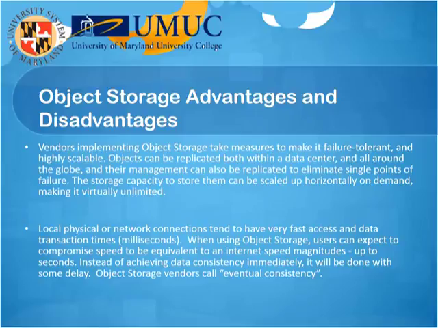Local physical or network connections tend to have very fast access and data transaction times, measured in milliseconds or less. When using object storage, users can expect to compromise speed to become equivalent to internet speed, magnitudes slower, up to seconds. Instead of achieving data consistency immediately, it will be done with some delay. Object storage vendors call it eventual consistency.